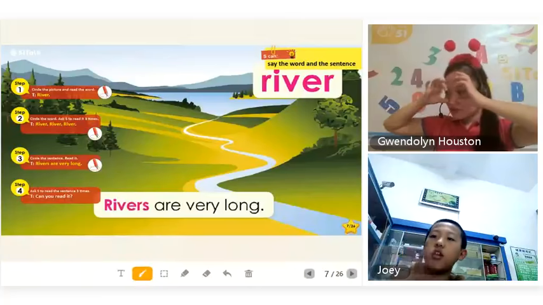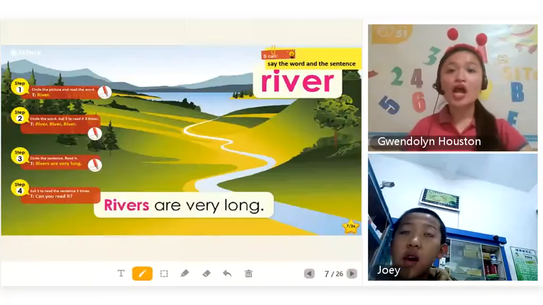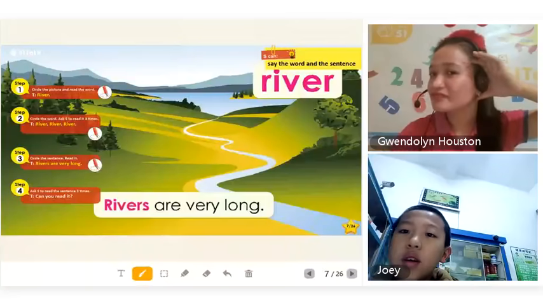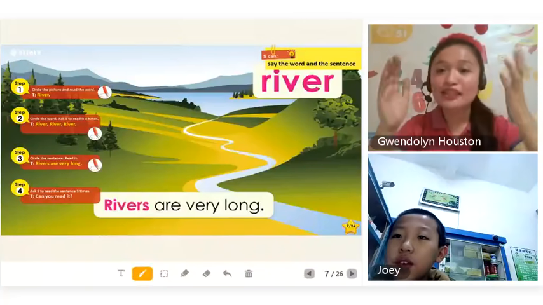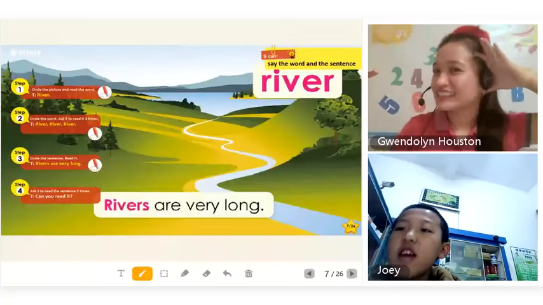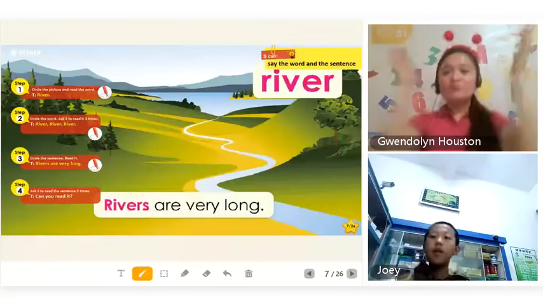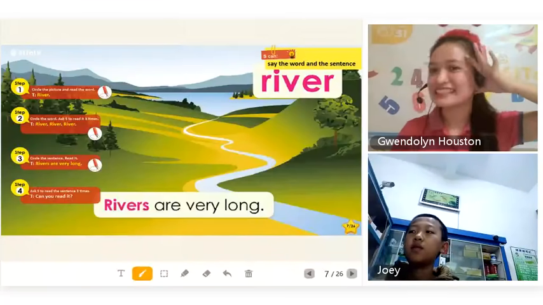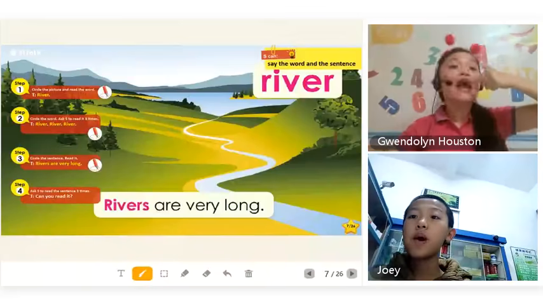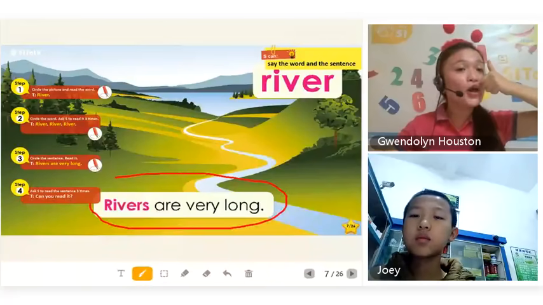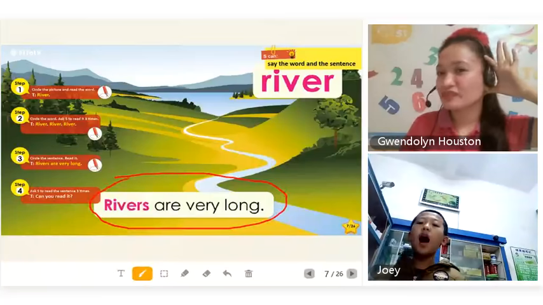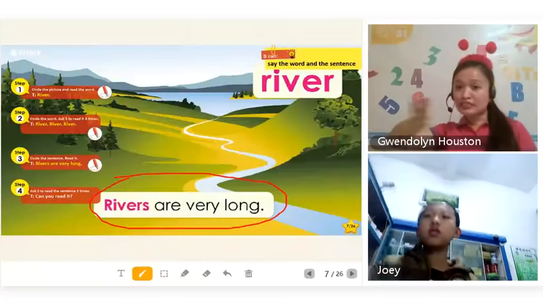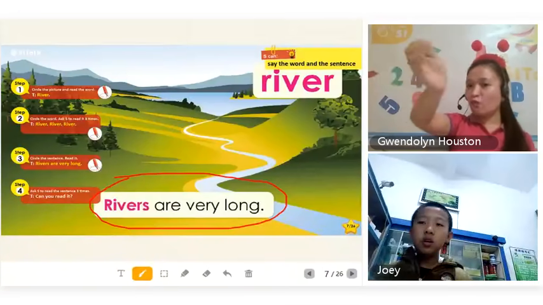The river. Yes, there's a river. Now say the word river. It's long. Okay, say the word river. River, river, river. Very good. Now, can you read the sentence, Zoe? Rivers are very long. Yes, a river is a very long body of water.